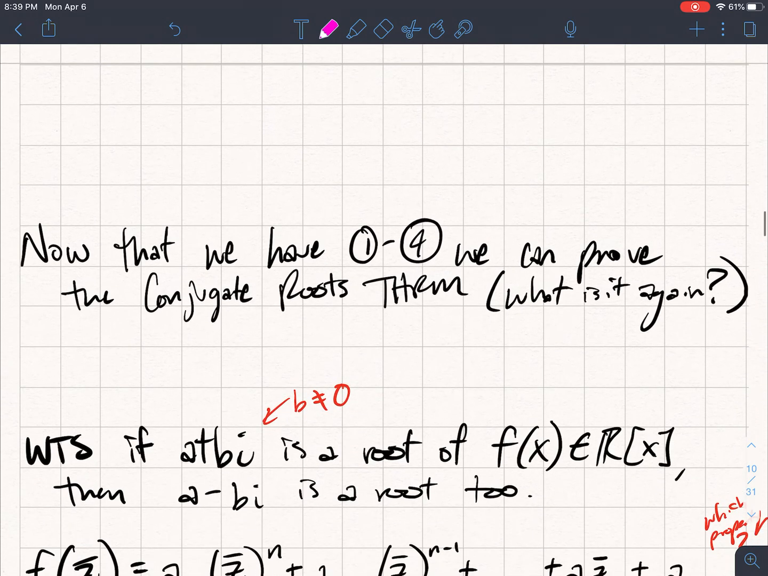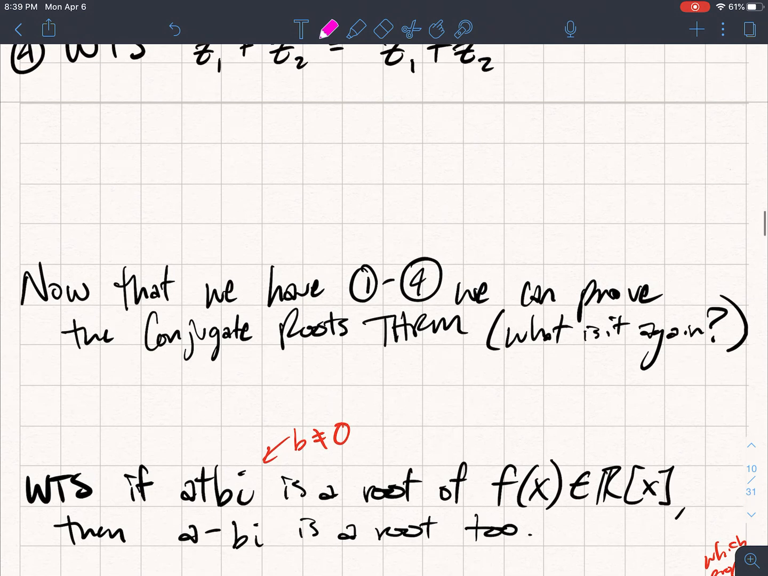Okay, the conjugate roots theorem says if a plus bi is a root of the polynomial f with real coefficients, then a minus bi is a root too. Okay, if I have one complex root, I get the other one for free.